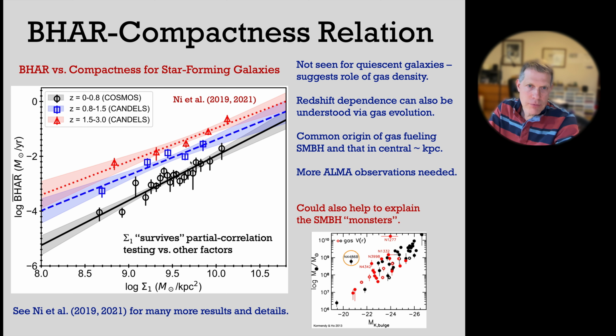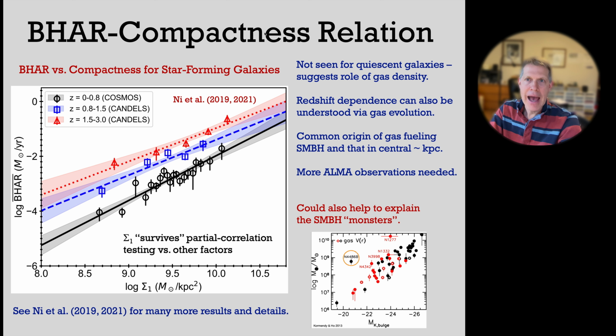Similarly, the redshift dependence that I've shown here can also be understood via gas evolution. Galaxies at high redshift are more gas-rich, so that could explain that as you go toward lower redshift and gas thins out, the connection drops in its normalization.